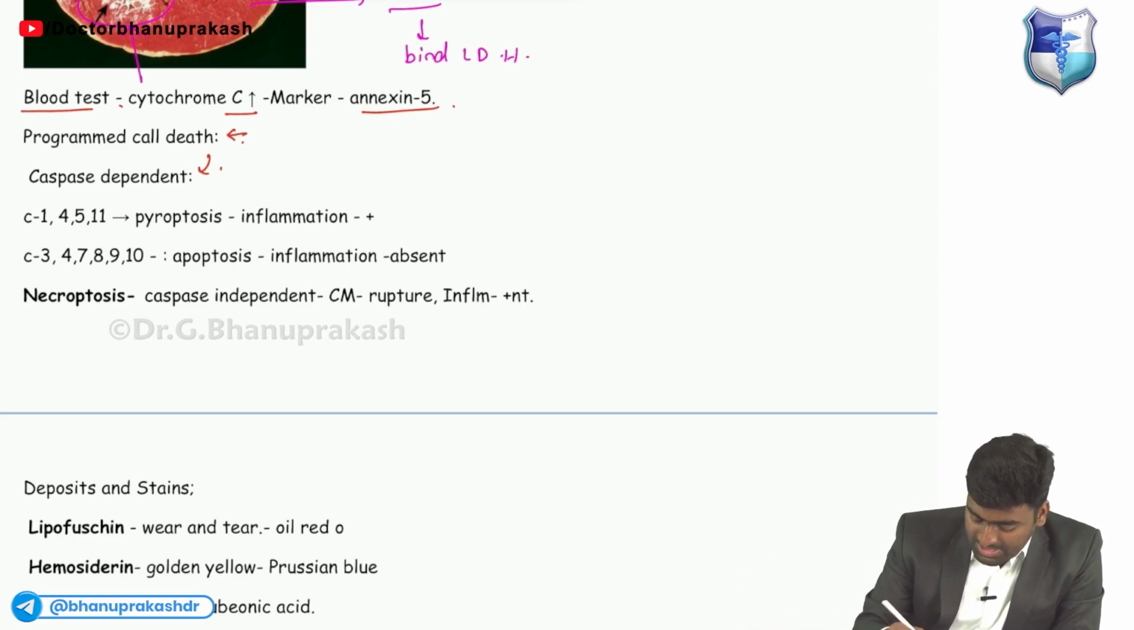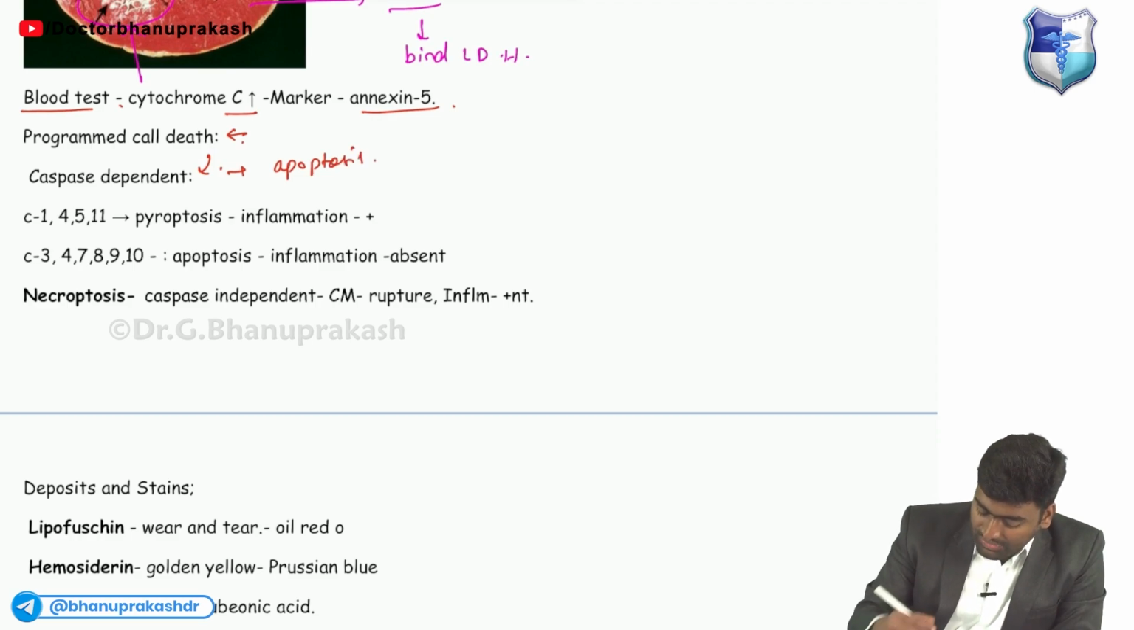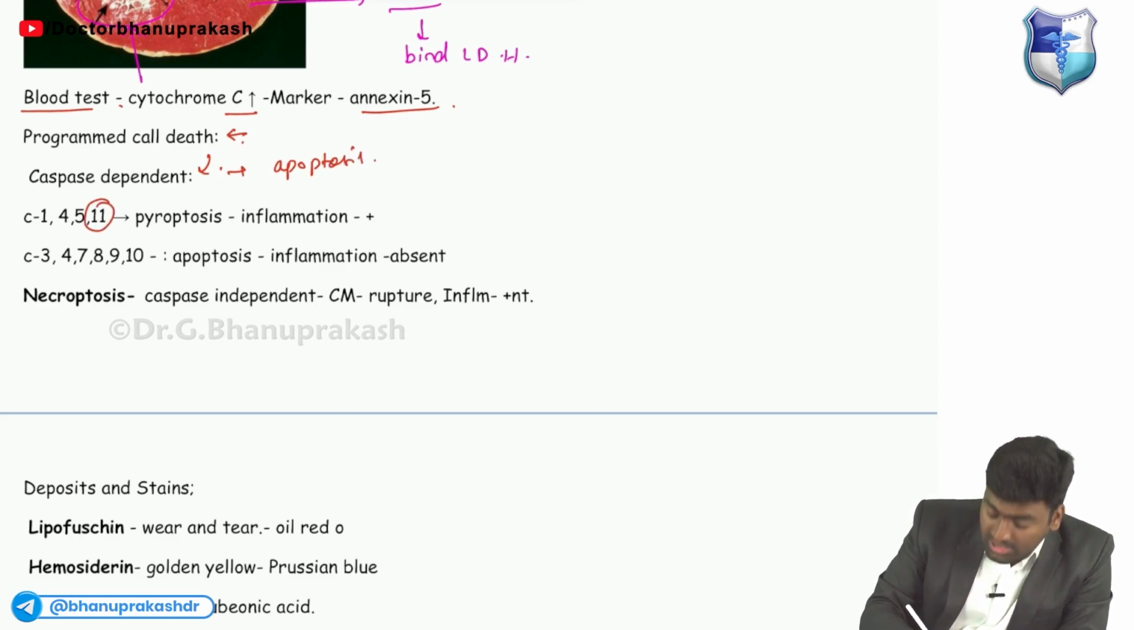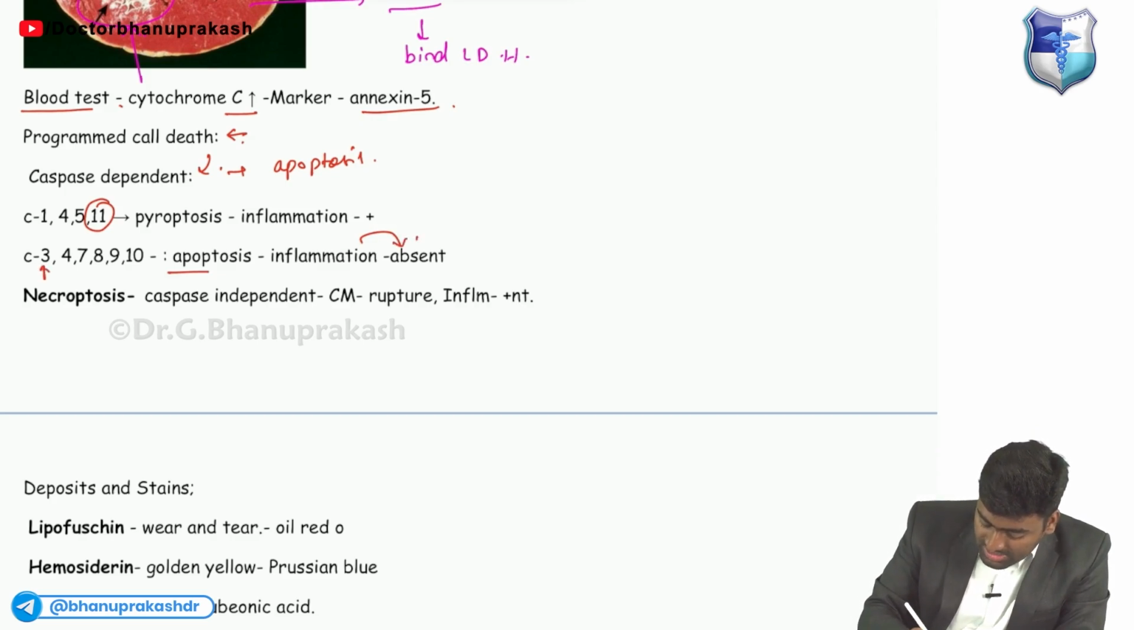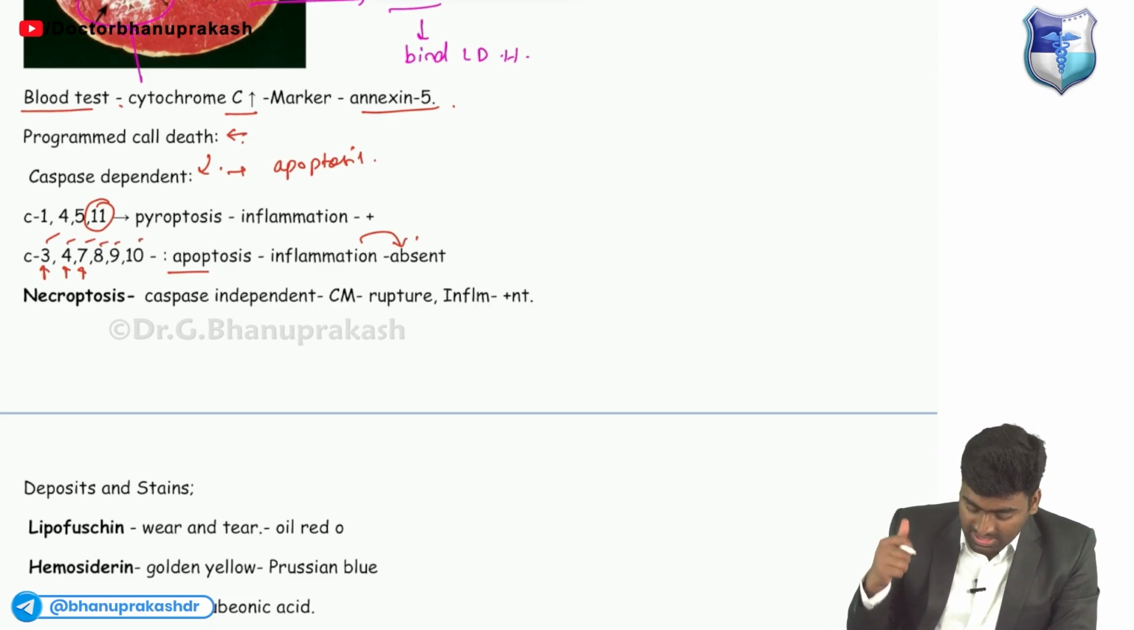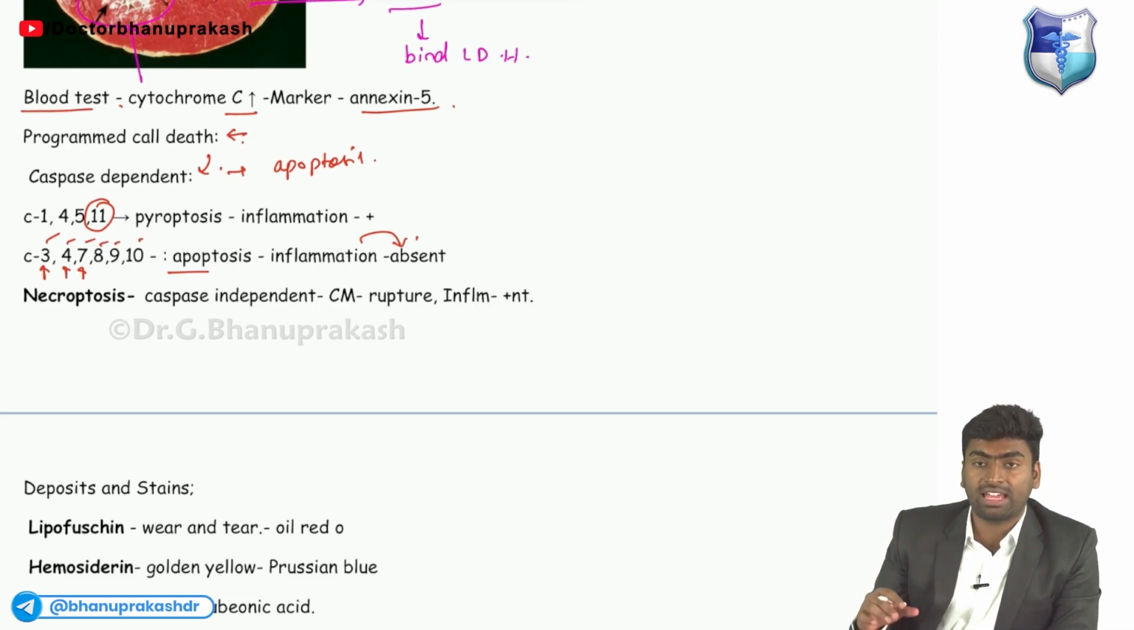In a case of caspase dependent, we know it is apoptosis. And if it is caspase dependent but having inflammation, it is pyroptosis, which has caspase 11 involvement. Whereas in apoptosis, inflammation will be absent and it will have caspases 3, 4, 7, 8, 9 and 10.